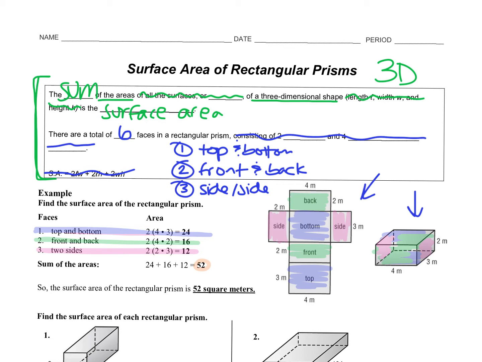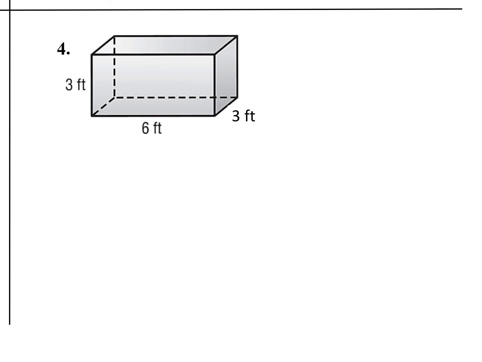Now let's try one together. We're going to do number 4 together. So please make sure you're on the right problem. And then I'll show you how I like to organize these problems to help us stay structured as we're solving. So the first thing I like to do is think about what sides match. So I know I'm going to have top and bottom. They're going to be the same. I'm going to have front, back, which will also be the same. And then I'll have side, side.